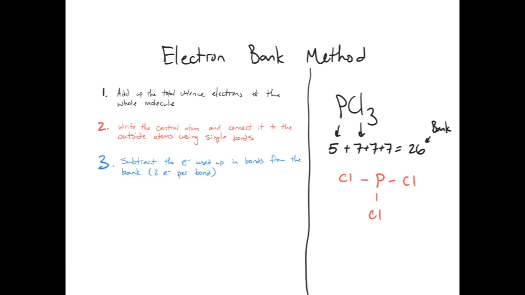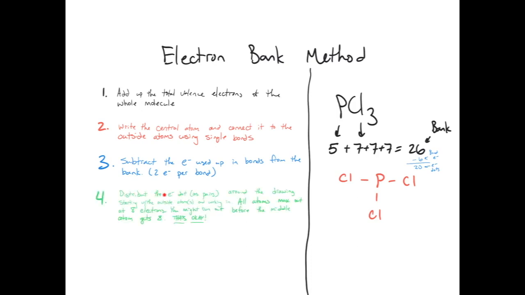Step number 3 says subtract the electrons used up in bonds from the bank. There are 2 electrons per bond, so in this case, since I have 3 bonds to chlorine, I'm going to go back to the bank and subtract 6 electrons and see what that gives me. When I take 6 from 26, I have 20 left over. The 6 electrons are used up in the bonds, and the 20 remaining electrons are going to go around the molecule in red as electron dots. Now these get distributed in pairs, so essentially I have 20 dots or 10 pairs of electrons.